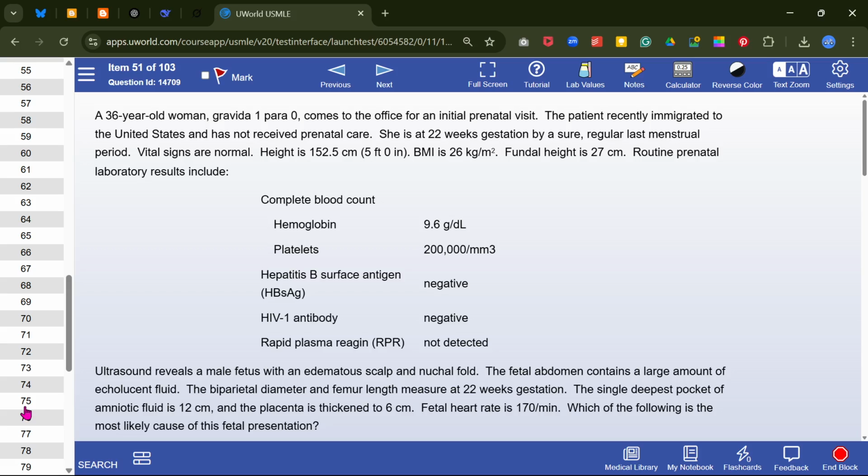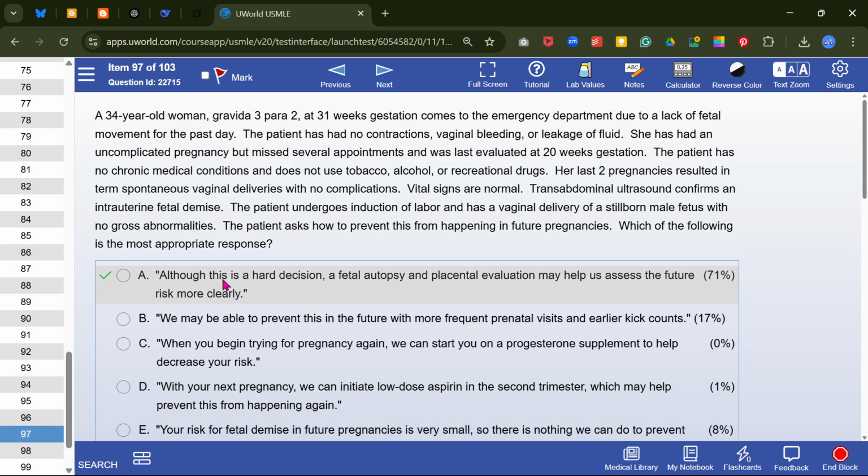Okay, the last thing I want you to learn: if you look at this question, although it is a hard decision, a fetal autopsy and placental evaluation may help us assess the future risk more clearly. So we can do testing, but sometimes even if we do the testing, we may not know the cause of the intrauterine fetal demise. So that's it for intrauterine fetal demise.